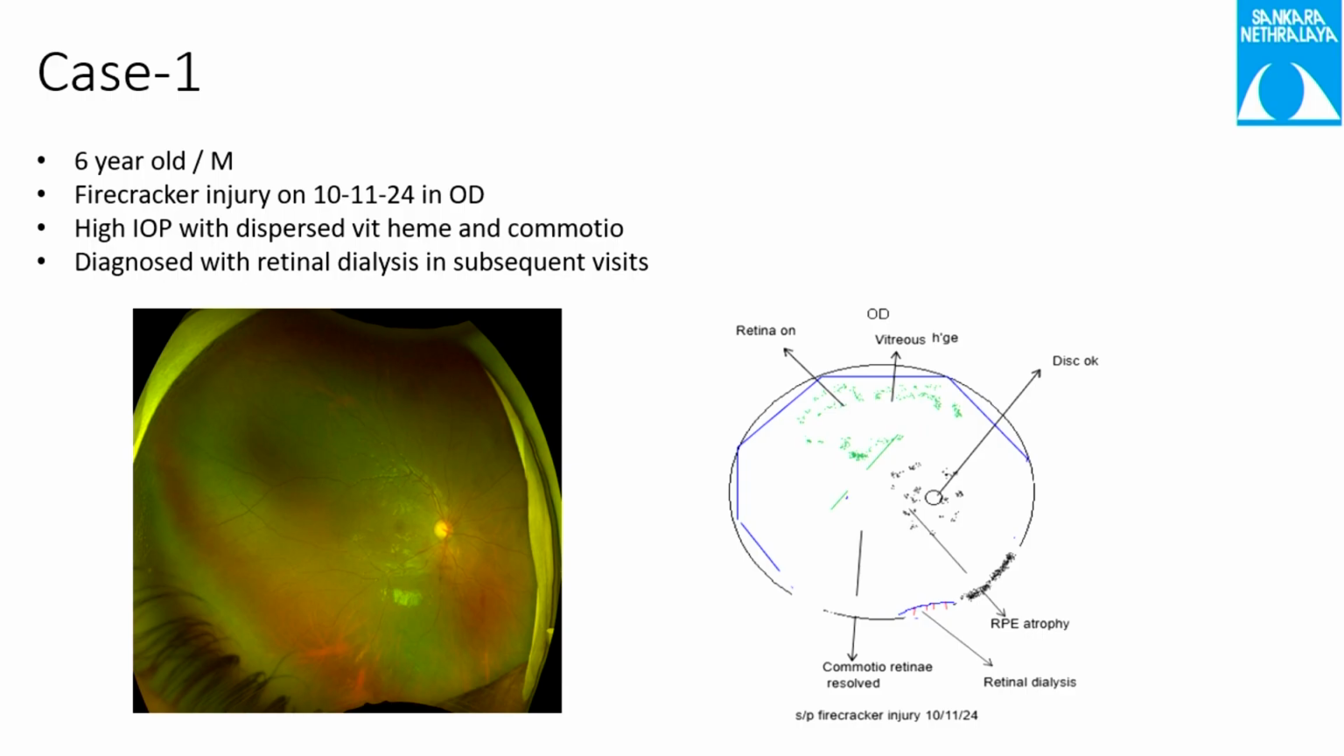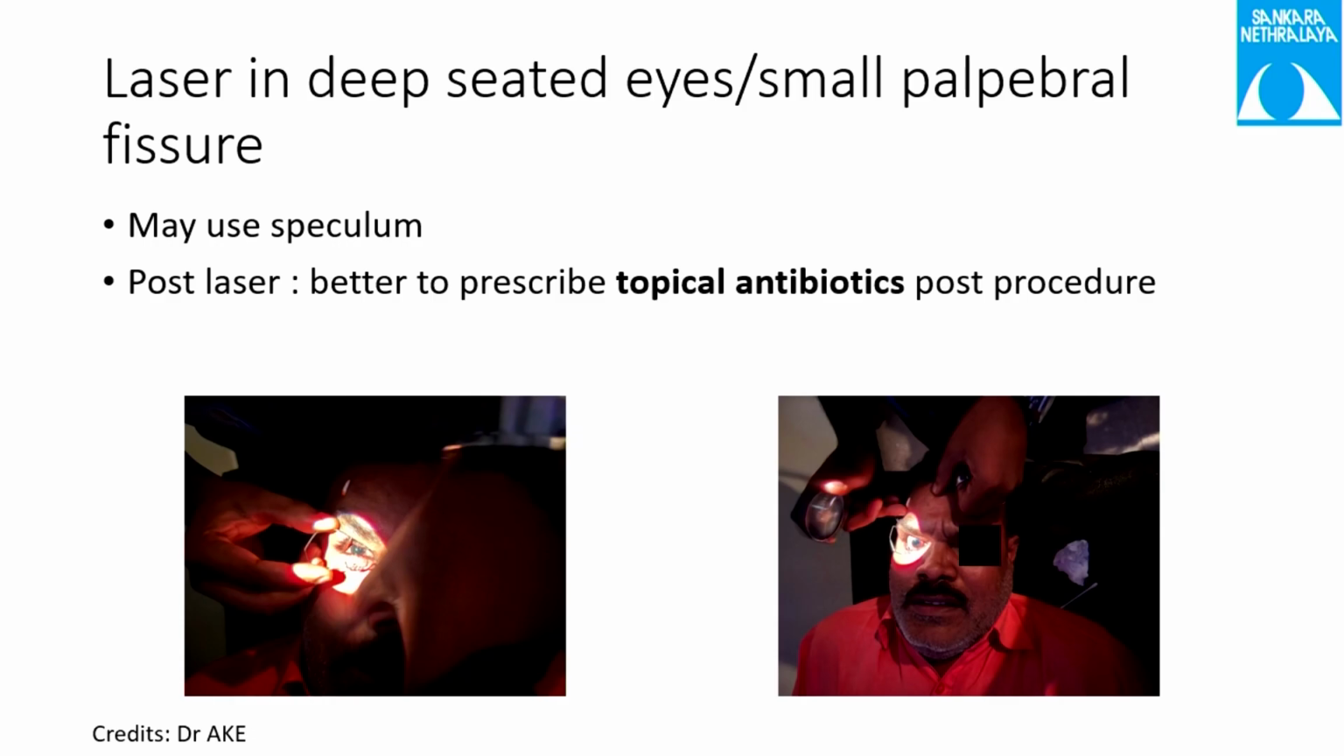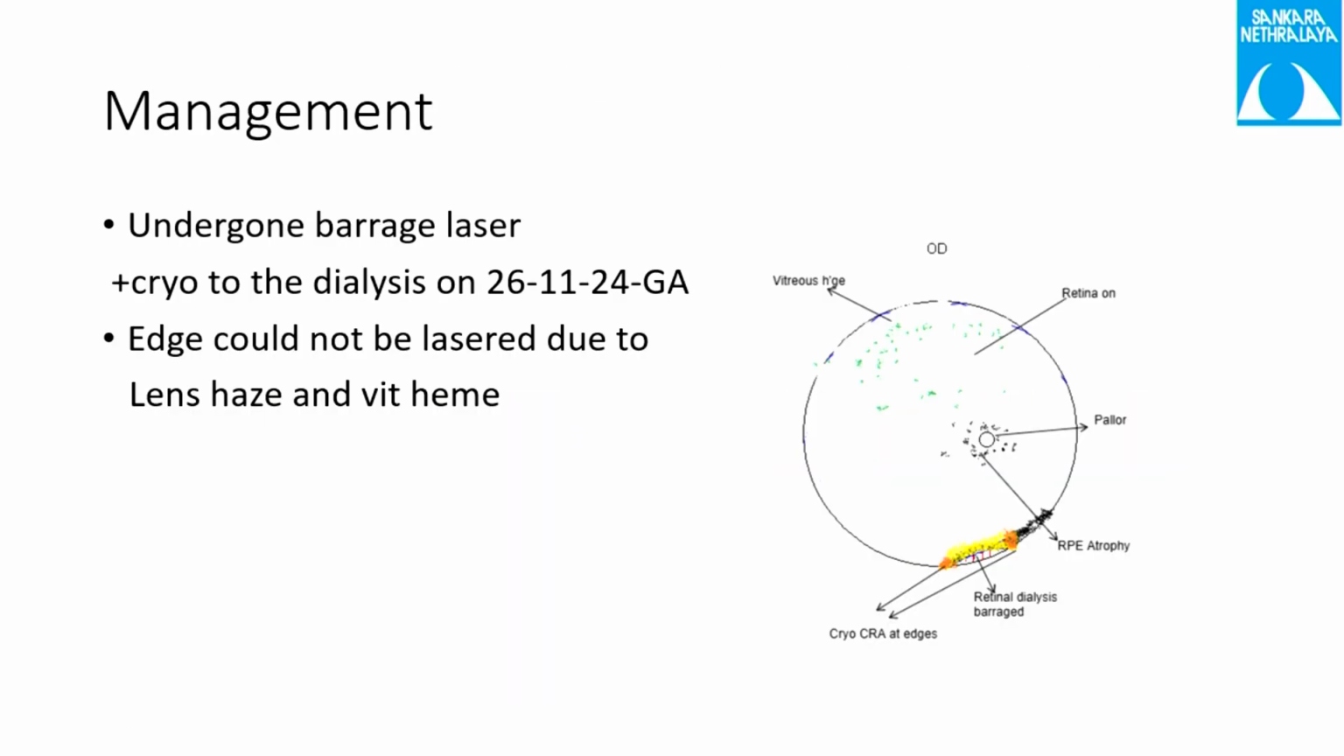He had a dispersed vitreous hemorrhage and a commotio retinae over the posterior pole. Upon subsequent visits, once the vitreous hemorrhage settled, we could localize a small retinal dialysis in the inferonasal quadrant along with an RPE atrophy.